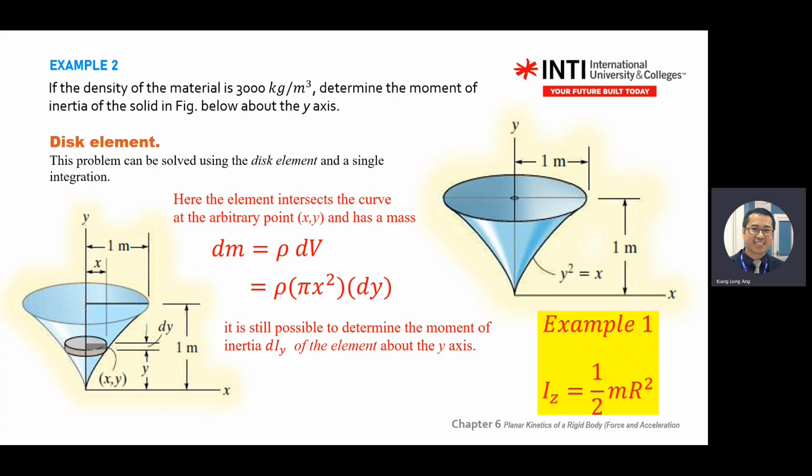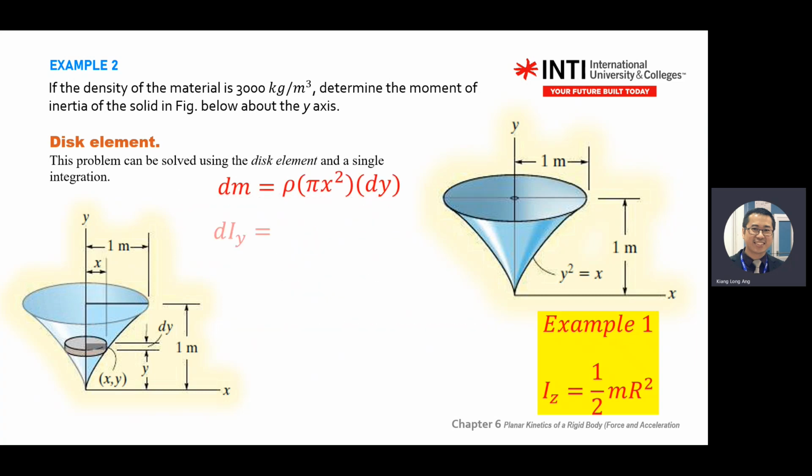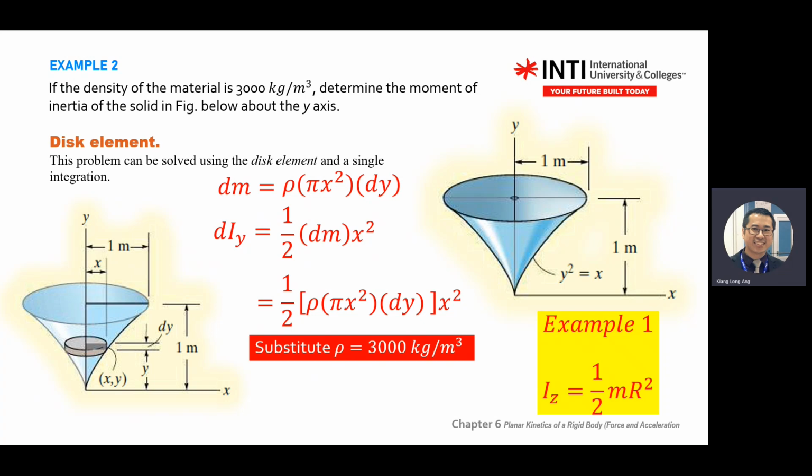So in example 1, for the z-axis it was m r square over 2. If you want to find the second moment of inertia, you take 1/2 dm x square. Just now it was z, now you're referring to this axis. You just change the terms inside. Iy equals 1/2 m, which becomes dm, x square. R is your x now. So you substitute all these things inside here, and you rearrange.